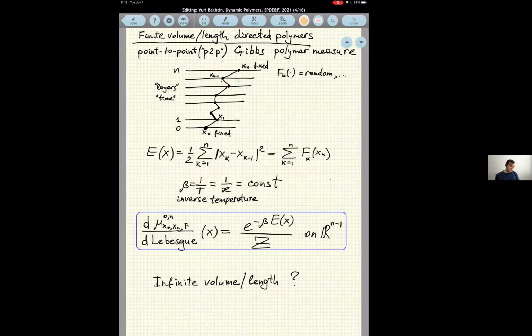You fix 2 points at 2 times. Here the times are 0 and n, and you consider paths connecting them. These are integer-time indexed paths. They are going to be subject to self-interactions and interactions with the environment. So you define this energy that combines these two.